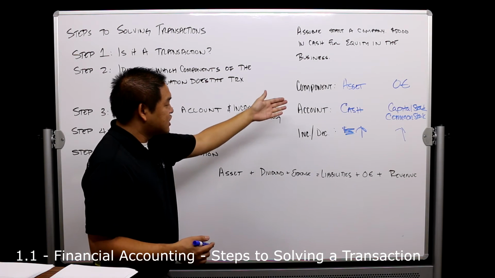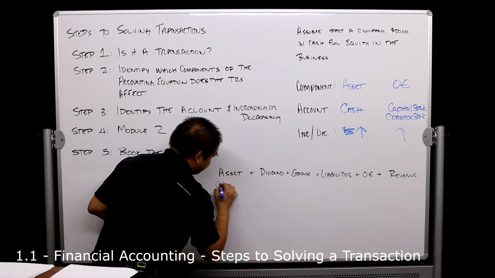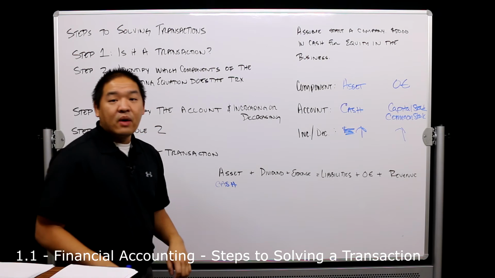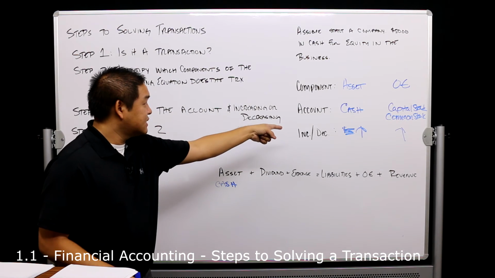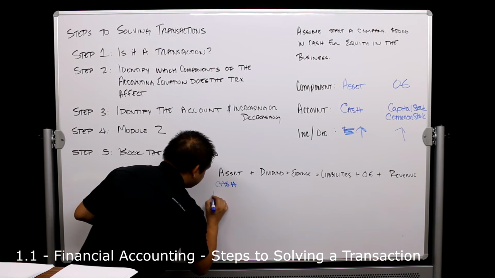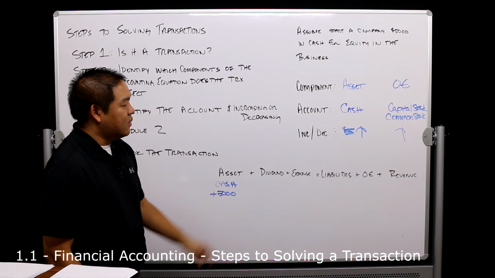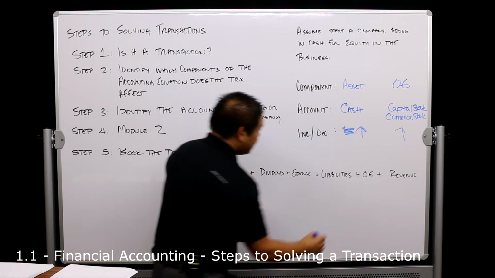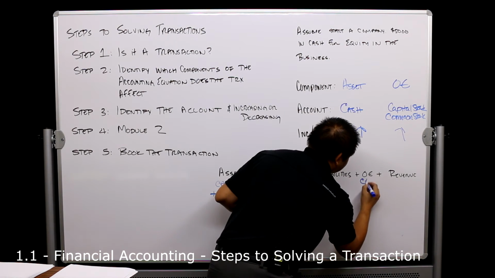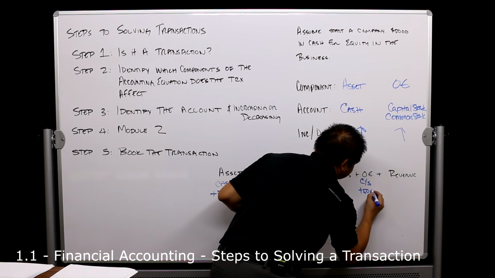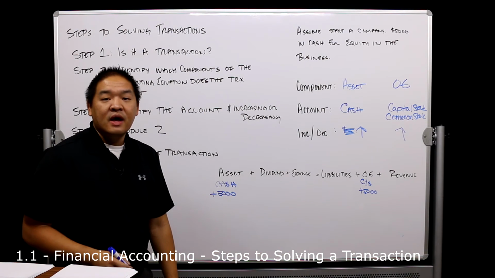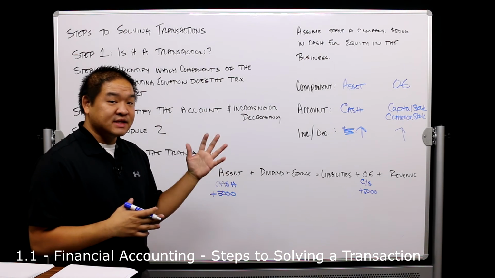Well, what happened with cash? Cash is an asset, so we're going to put cash here. Okay. And what happened? Well, it increased by $5,000. So we're going to put plus $5,000. Okay. What about owner's equity? Well, that also went up, so we're going to go common stock plus 5,000.